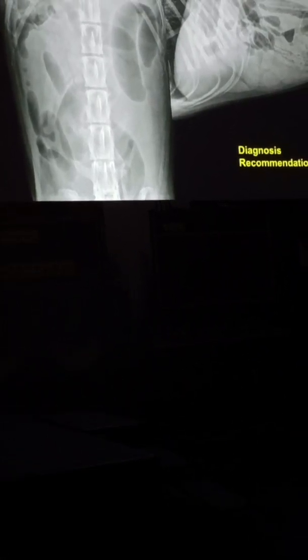So I sent an animal to surgery one time because I saw a loop of bowel on the right side, and I thought it was obstructed. It turned out to be the colon, because the colon doesn't always go distally on the left. It can be to the right.